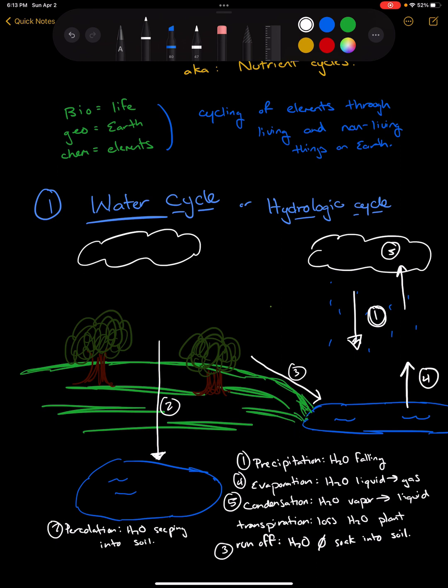And then I also can lose water from my plants. This is a special kind. This is called transpiration. Transpiration is a loss of water from a plant, which will end up going into my clouds for condensation. Because once I condense and I have enough water in my clouds, then it'll fall back down as precipitation and go back through that whole system again, either as percolation or as runoff. So that's the water cycle. I'm hoping you guys are pretty familiar with that one.